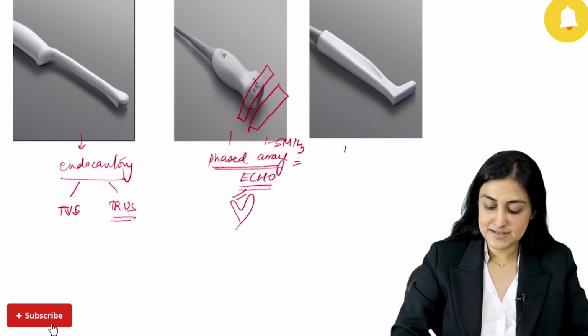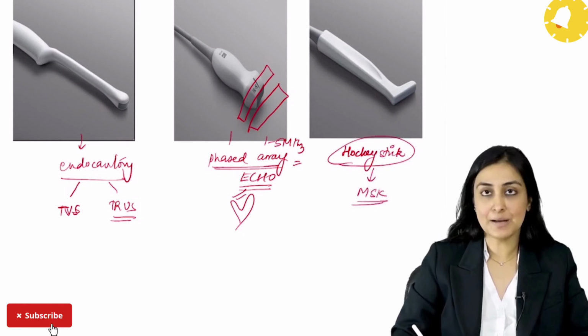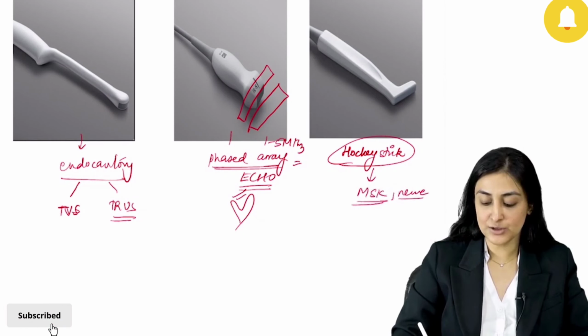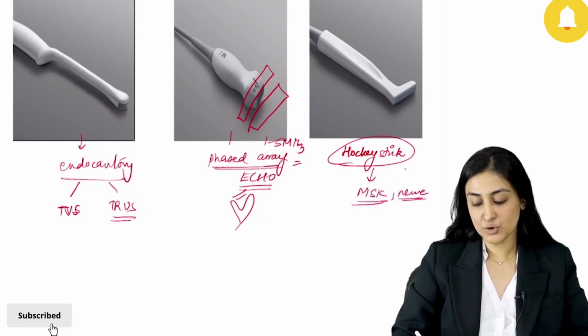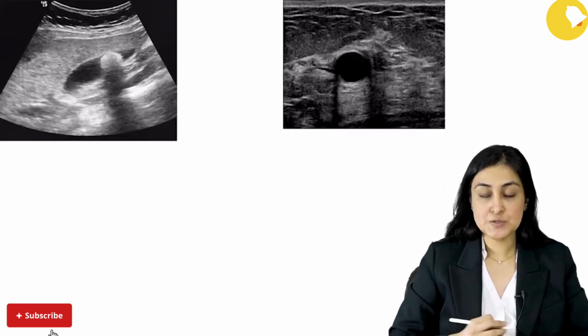And finally, when we see this, this is shaped like a hockey stick. This is a recent advance where we use this hockey stick probe for various musculoskeletal applications like nerve imaging and all. Okay, so this is the hockey stick probe. Again, it's a high frequency probe. So these are the various probes.